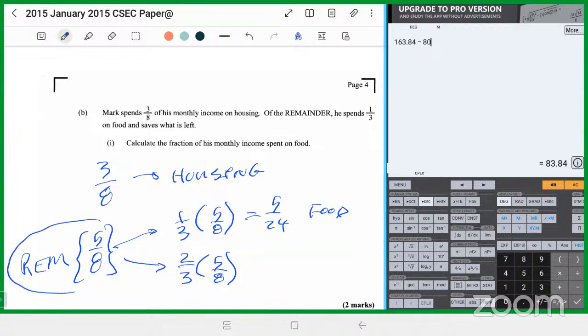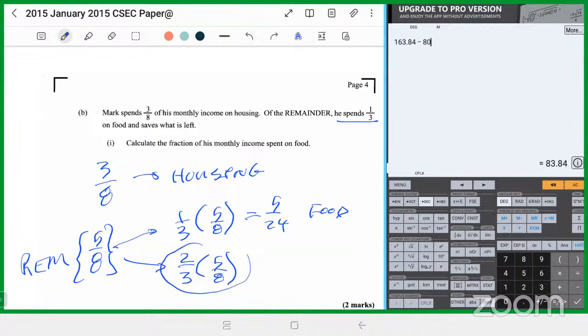He has 5/8 of his salary left, working in the fractions. Of this 5/8 of his salary, he's spending 1/3 of that 5/8 on food. 1/3 of 5/8 is 5/24. And if he spends 1/3 of this total, he still has 2/3 of this total left. So he spends 1/3 on food and saves what is left.